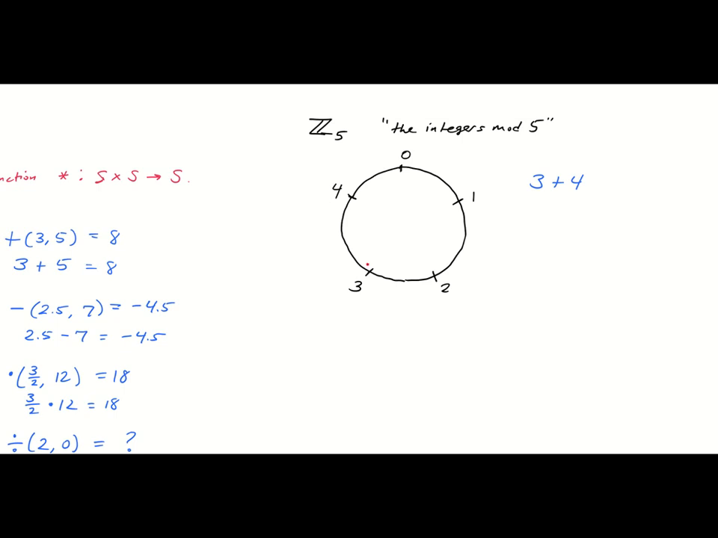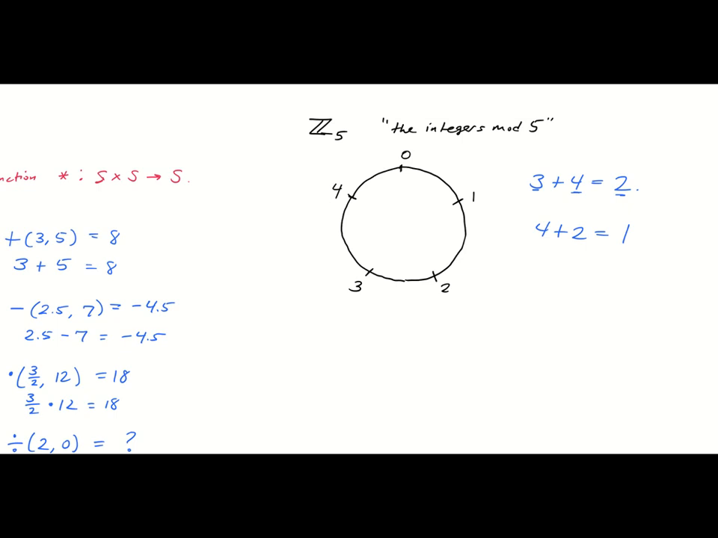But here I'm going to start at 3 and then count up 4 times. I'm going to go 4, 0, 1, 2, and that means that my output or answer is 2. Remember, these represent elements of Z mod 5, not ordinary integers. So in Z mod 5, the result of adding 3 and 4 is 2. Let's try a different one. To add 4 and 2, I could start at 4 and then count up by 2: 1, 2, and I end up at 2. So in Z mod 5, the integers mod 5, 4 plus 2 is equal to 1.